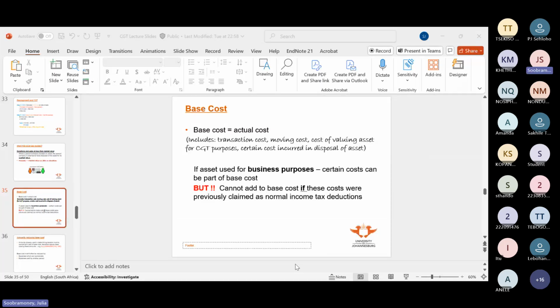Can anyone tell me? Let's say I speak about a delivery vehicle that I've been using in my business. What type of deduction can I get for that delivery vehicle? You can put it in the chats, or you can put your mic on and speak. It's a small class, guys, so don't be shy. You can ask as many questions as you want.